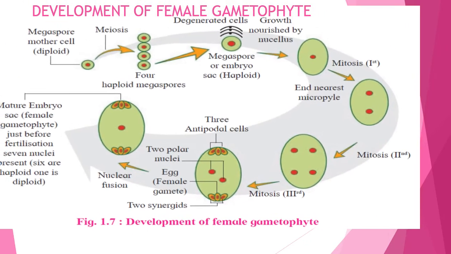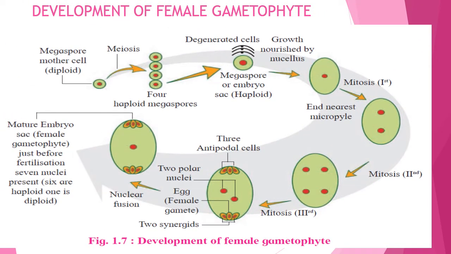The diagram which is given in your textbook is the same diagram. Through this, the entire process you can study. We will start from the first. See, this is a megaspore mother cell. I told you where it is placed. It is placed inside the nucellus, and it is a diploid cell. It is undergoing meiosis, and by meiosis there will be 4 megaspores formed, and they are haploid. Now what happens to these 4 megaspores?